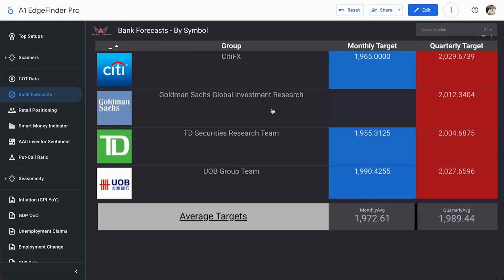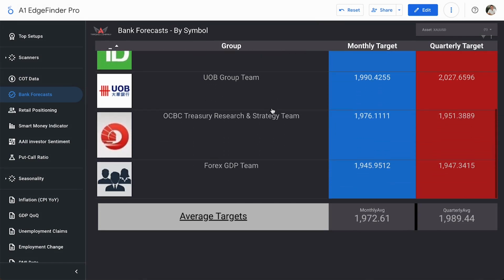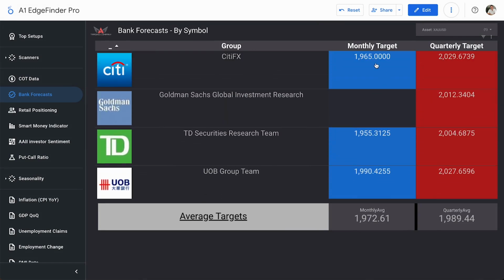So here we are looking at gold, and again, we have all of these different banks and their monthly and quarterly averages. So what do we see here? On a monthly average, they think that gold is heading to $1,972.61 an ounce. But on the quarterly average, they believe it's $1,989.44 an ounce. Now, just by looking at this, you might assume that, well, the quarterly average is higher than the monthly average, so that must mean that price is moving up.